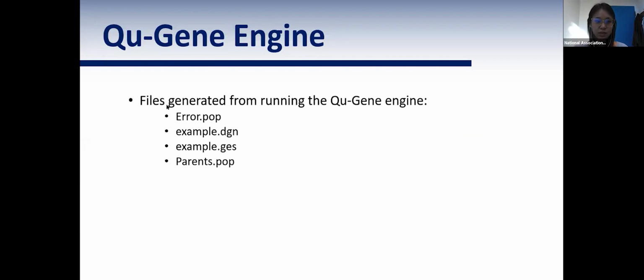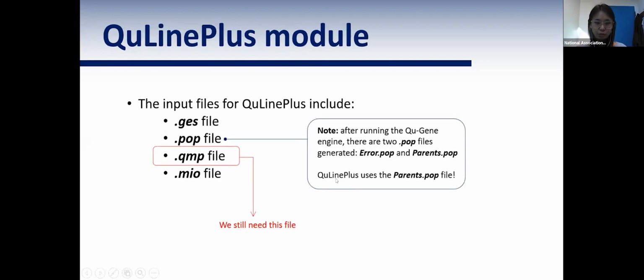Once the files have been generated from QGENE, you should see an error population file, the example diagnosis file, the GS file, and the parental population file. So we have now obtained our GS and POP files, but we still need the QMP file. Just as a side note, you have an error population and a parental population. Make sure that QLine Plus is using the parents POP file.